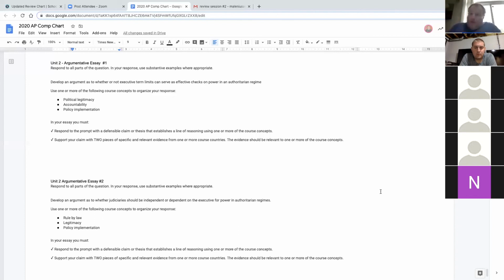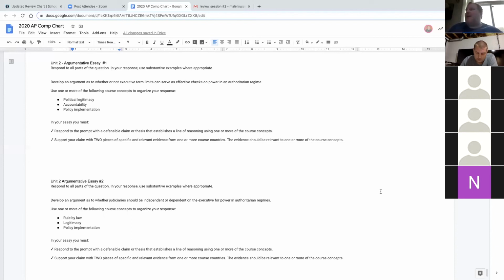Just like AP US Gov, you write a thesis. And when you're done writing that thesis, write down because and then explain it, right? So that way you get the reasoning. There are no core documents in AP Comparative Government, right? In AP US Gov, you have the Constitution, Brutus number 1. In AP Comparative Government, they have what's called course concepts. So they're going to ask you guys a question here.